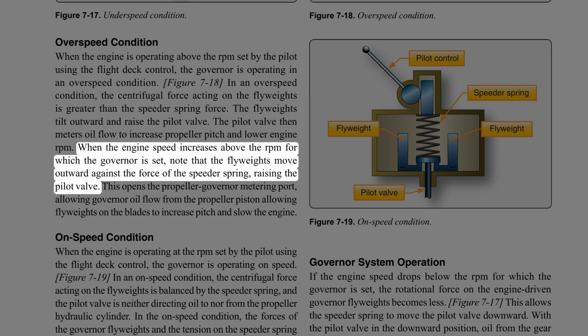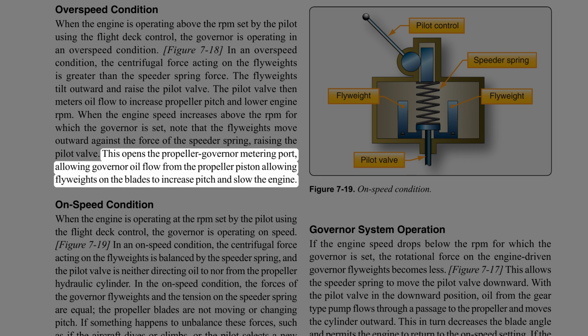When the engine speed increases above the RPM for which the governor is set, the flyweights move outward against the force of the speeder spring, raising the pilot valve. This opens the propeller governor metering port, allowing governor oil to flow from the propeller piston, allowing the blades to increase pitch and slow the engine.